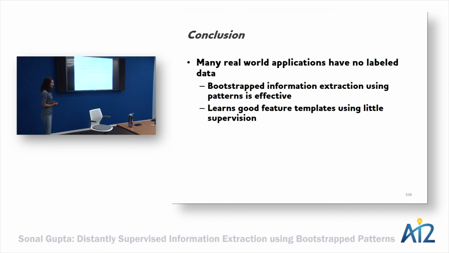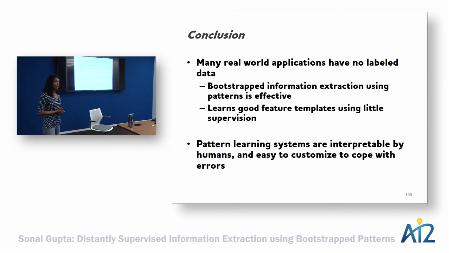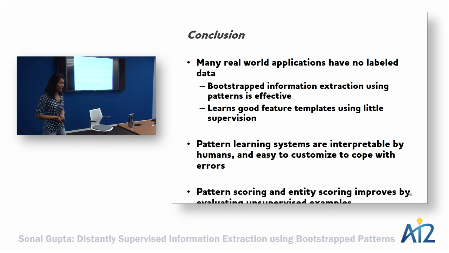So in conclusion, many real-world applications of information extraction have no labeled data. Someone wants to extract some very particular information from some data set, and they do not want to label data. And we saw that bootstrap pattern learning is an effective approach to do it. And it learns these really good feature templates using very little supervision. And these patterns are understandable to humans, and they can use them to cope with errors in a real-world deployment. And in any kind of bootstrap system, if you have unlabeled data, then we really need to evaluate the unlabeled data to make the classifiers better.